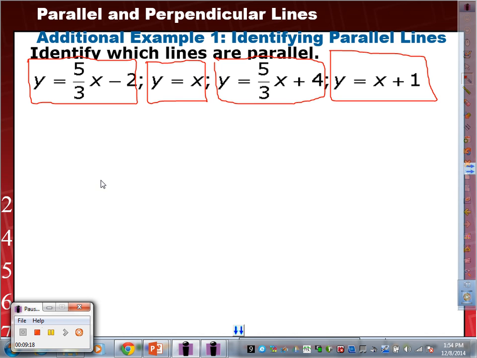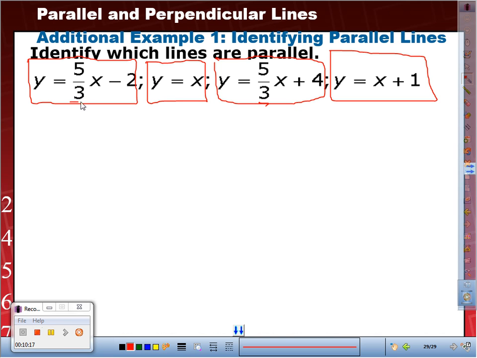So we're going to look at the slopes first. So look at this slope. This is 5/3. According to what we learn in definition, parallel lines have the same slope. Is there another line that has 5/3 for the slope? Yes. So it's this one. So what other thing needs to be true for both to be parallel? The y-intercept needs to be different. This is -2 and this is +4. Therefore, those two are parallel lines.